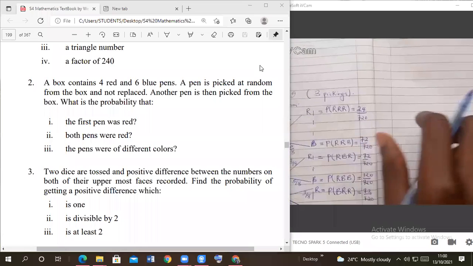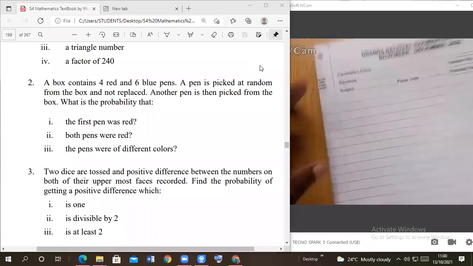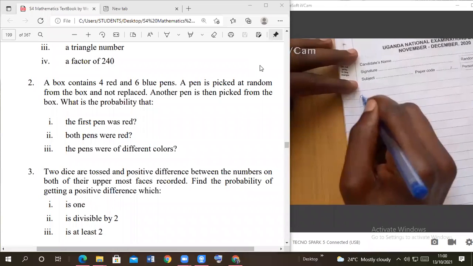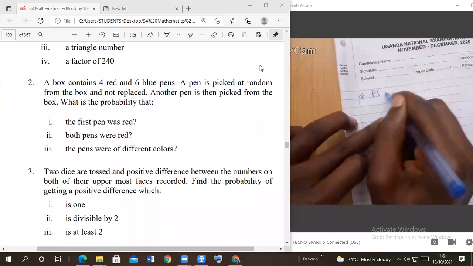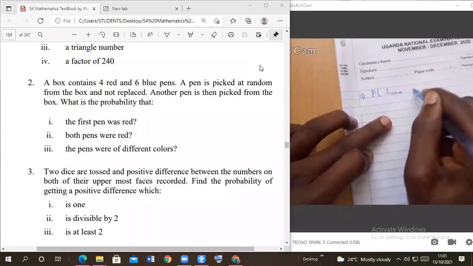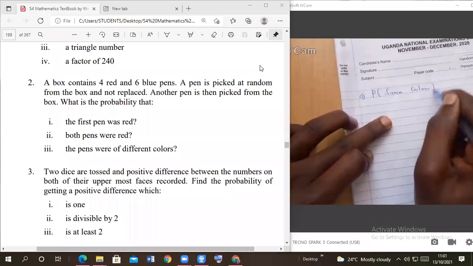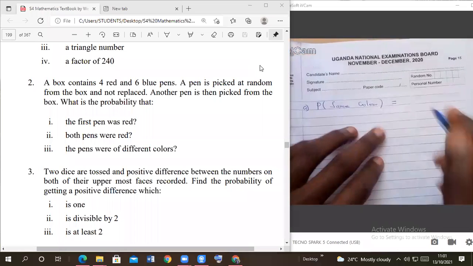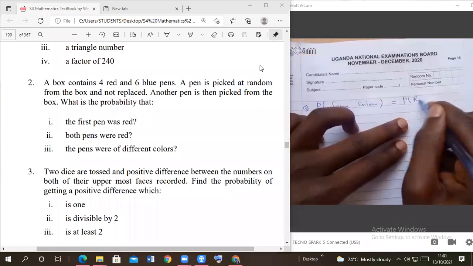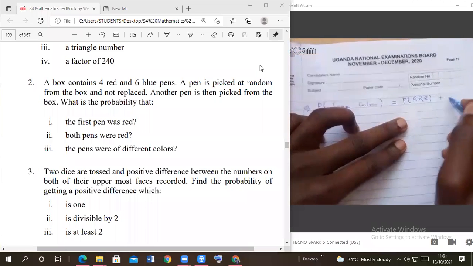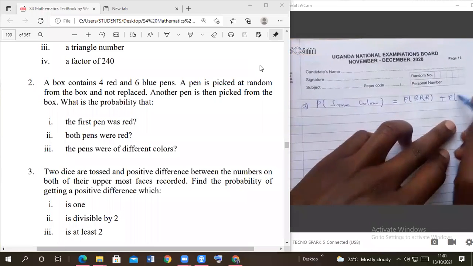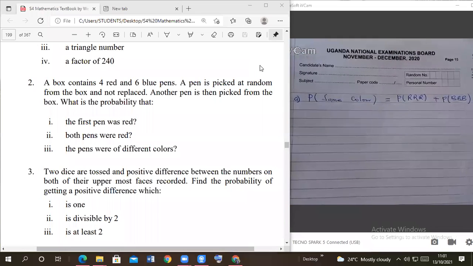We shall answer the same question now. This time, let's say the question is: what is the probability of getting the same color? Same color here means red, red, red plus blue, blue, blue. Members, have you seen that?